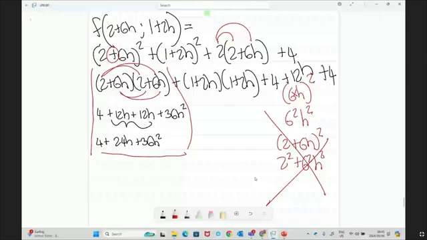So that's just for that bracket. Now let me do the next bracket. So that's going to be this one, this one, this one, this one. You can try and give me that answer.